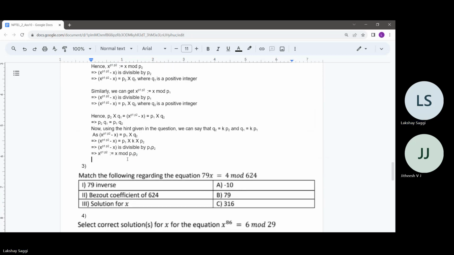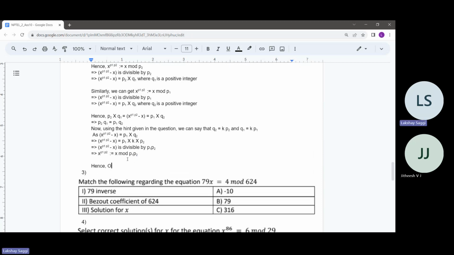So hence options A, B, and C are correct. So yeah.